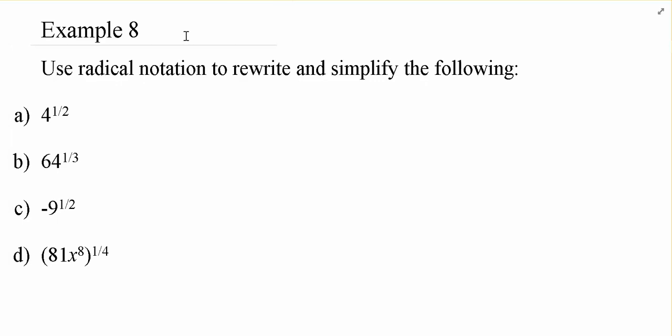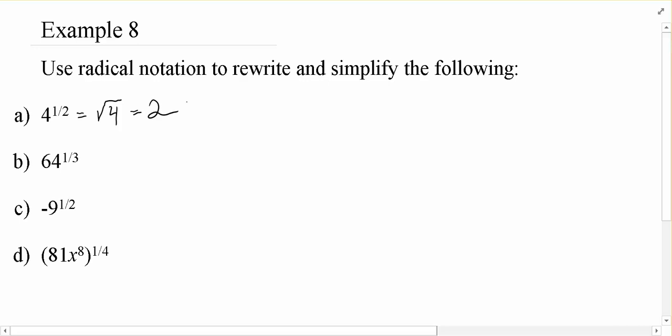So let's do some examples. Directions here, and make a new flashcard. Use radical notation to rewrite and simplify the following. 4 to the 1/2. So that 1/2, remember, means square root. So this problem is really just saying square root of 4. Square root of 4 is 2.